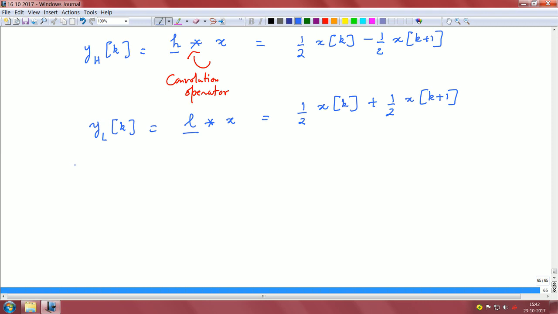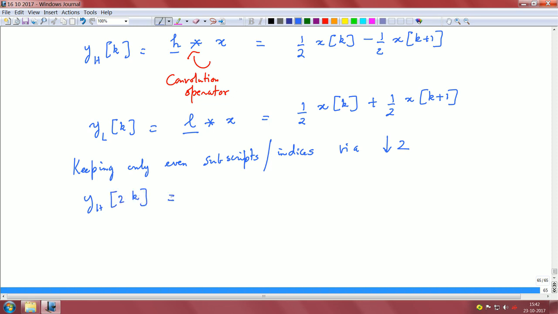Now, if we keep only the even indices, via downsampling by 2, right, then y_h of 2k is 1/2 x_{2k} minus x_{2k+1}.